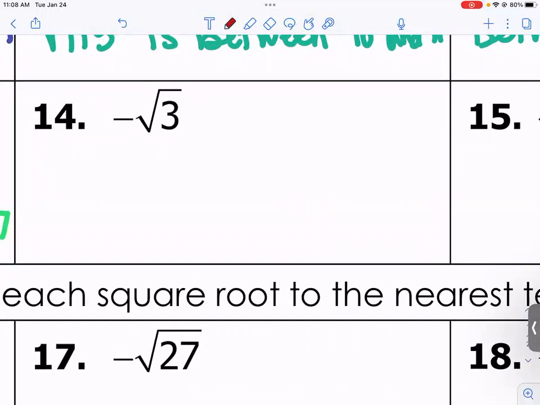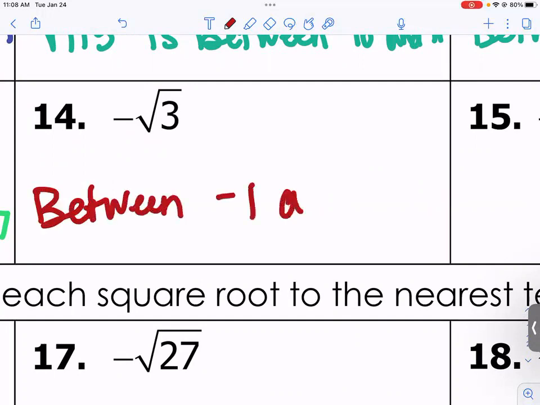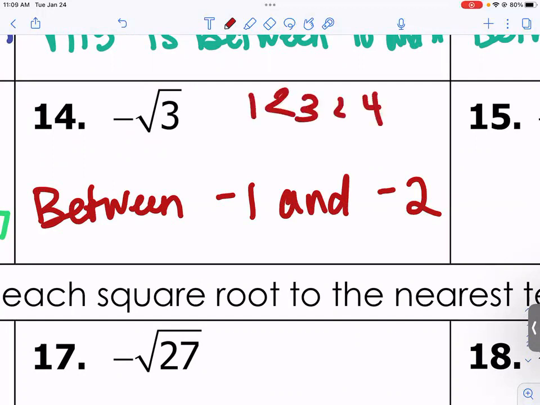That's it. Denise, negative square root of 3 is between which two numbers? It is between 1 and 2. So since it's negative, we're going to say negative 1 and negative 2. Because 3 is between 1 and 4. So that was good. Okay.